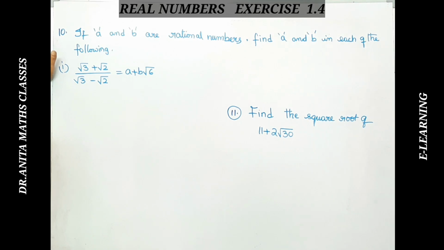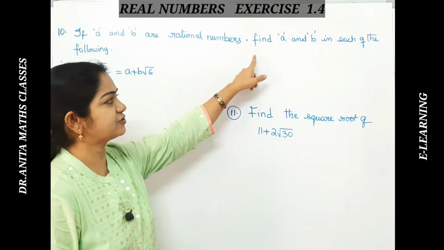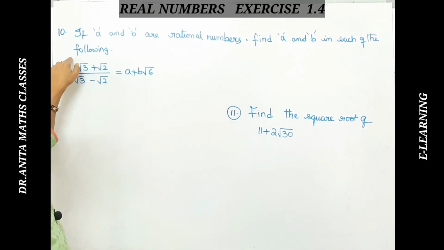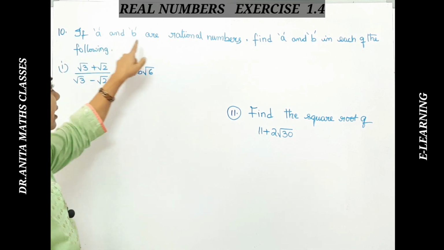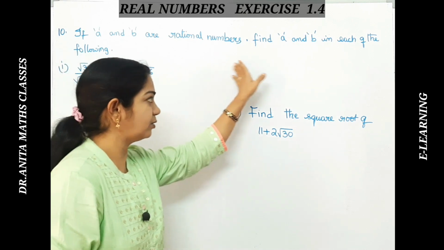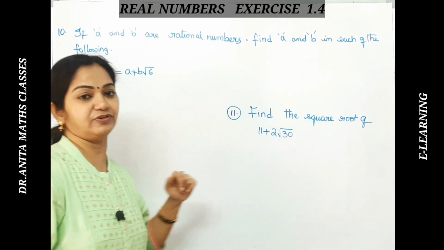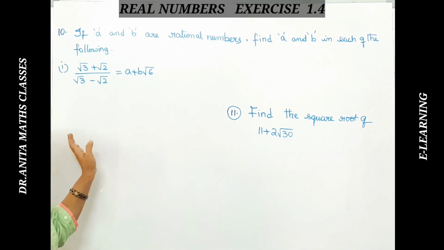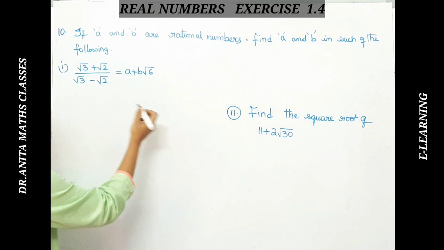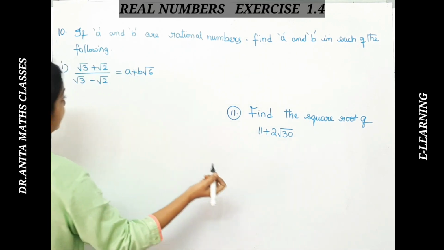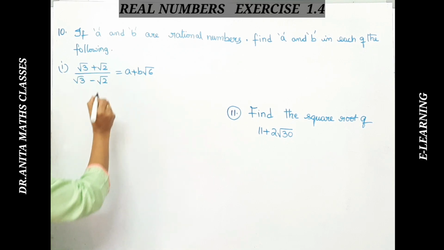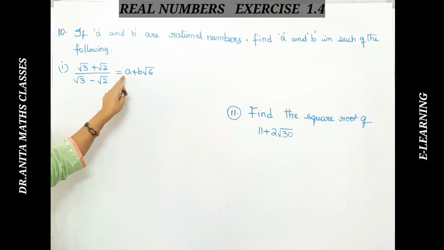The 10th problem: if A and B are rational numbers, find A and B. We have to find the value of A and B in each of the following. Here A and B are given as rational numbers and there is also a given condition. There is a first part and also a second part. I had not noted down the second one because you can do that for your practice. There are similar sums, so I'll do one as a model. You can do the second part. Also I had noted down the 11th, that is the last problem of this exercise. Now here, we can rationalize the denominator and bring it into this form, a plus b root 6.